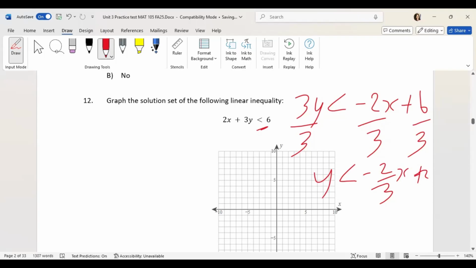So I'm going to sketch the line. The y-intercept is 2, so let's make it 2 right here. I plot the y-intercept right here. And then the slope is negative 2 over 3. I'll go down 2 and I am at the origin, and go over 3. 3 is somewhere here. And then I join the two points, because 2 points make a line.